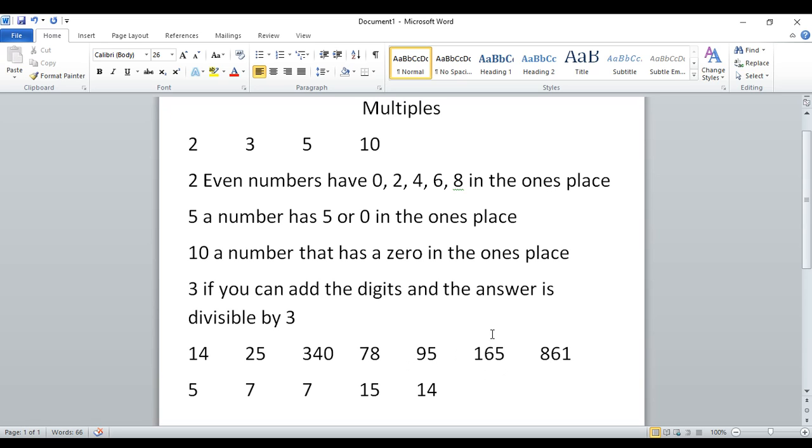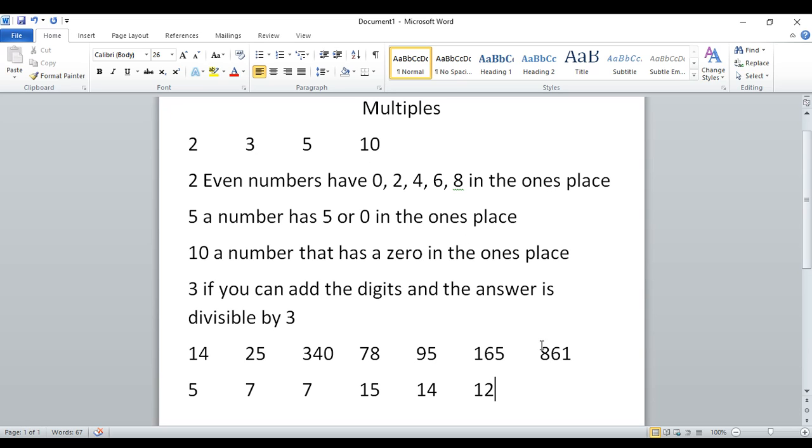What about 165? Let's add up these digits. 1 plus 6 is 7, and 7 plus 5 is 12. Will 3 go into 12 equally without having a remainder? Yes, it will. It would go in 4 times. So that means that 165 will be a multiple of 3. Now, I don't know why this trick works, but it does, and I think it's fun.